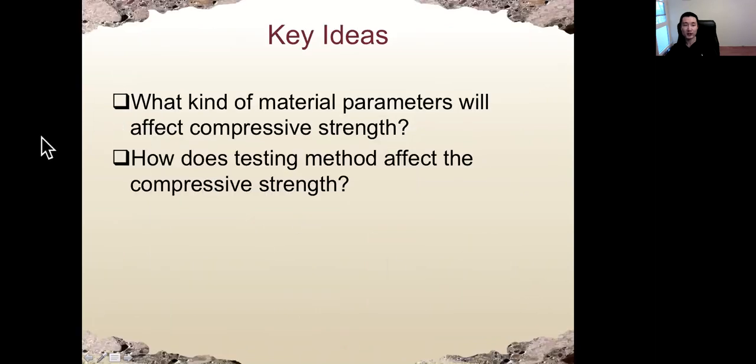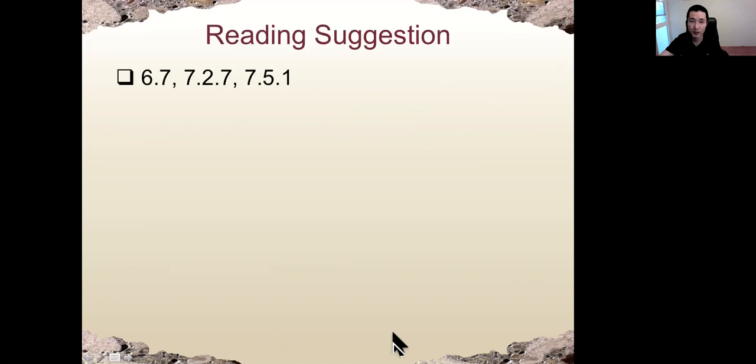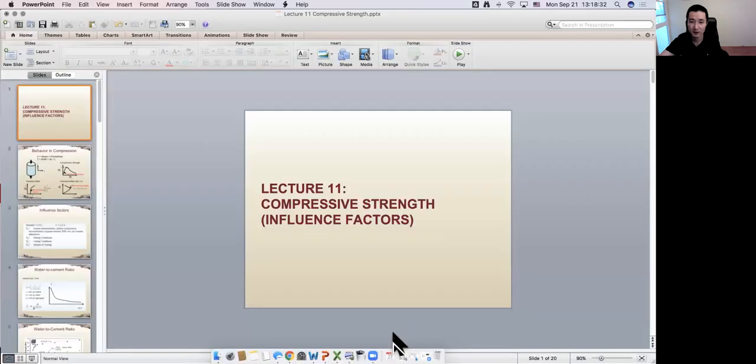So in this lecture, we summarized the parameters that affect the strength of concrete. Many of these parameters we discussed in early lectures, but some of them we discussed today, such as how the testing method affects the strength of concrete. And that's the end of today's lecture.